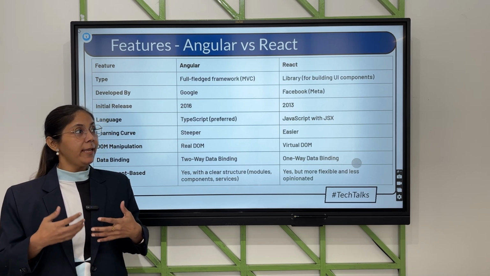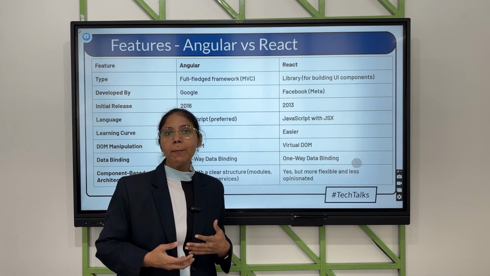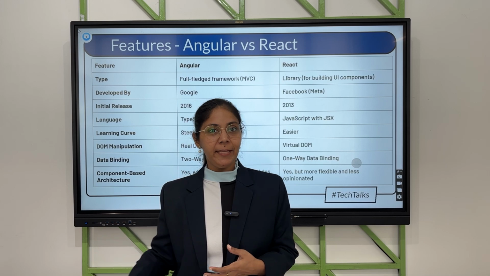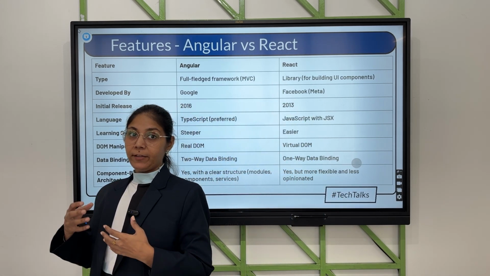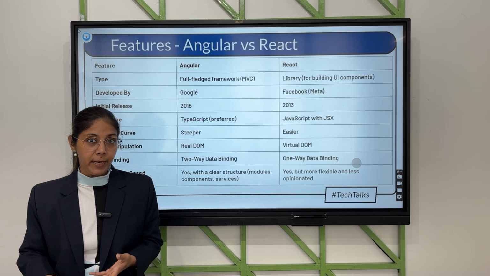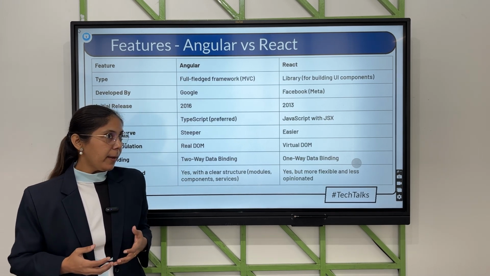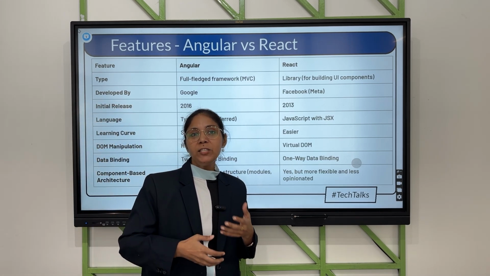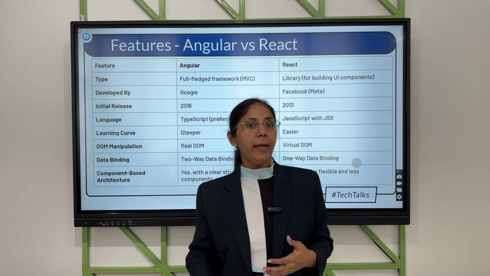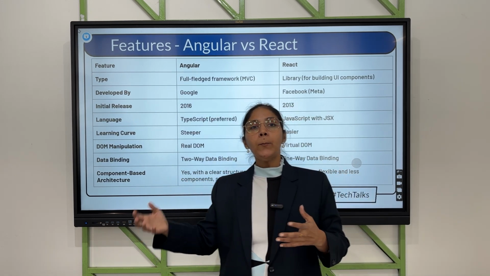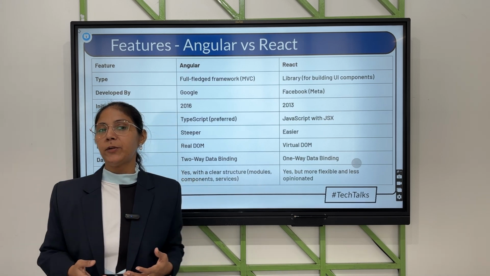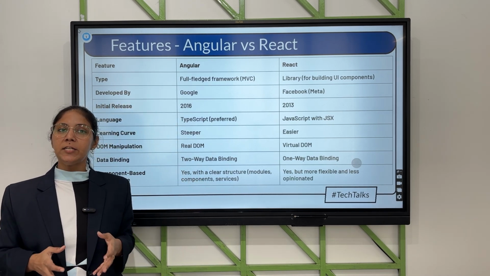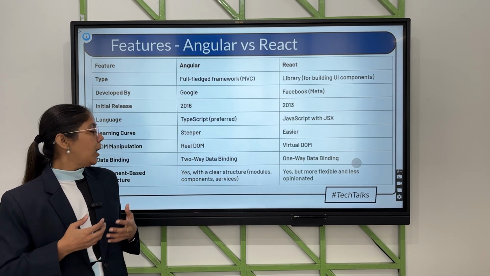DOM manipulation: in Angular, you actually manipulate the real HTML pages, whereas in React, a virtual DOM is created when the manipulation has to be done. If I talk about data binding, Angular provides you much more options, with two-way data binding, wherein a binding between your JavaScript code and your HTML is provided. Whereas React restricts it to just one-way data binding.